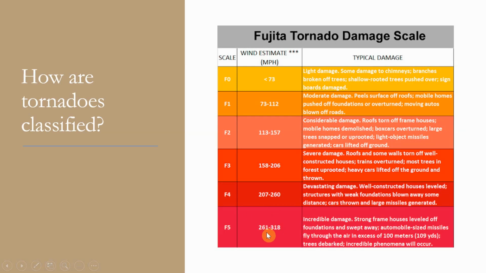So at these types of speeds, if we look at an F5 category tornado, these are the deadliest tornadoes by far. They have incredible damage, even very strong hurricane or tornado resistant houses, so houses that are built to withstand very strong tornadoes. Even the strongest houses can't really stand up to an F5. So they will level off a foundation. They can push a house down the street and just destroy it along the way. They can throw automobiles, throw a car like 100 meters through the air. This is a car being thrown 100 meters through the air.